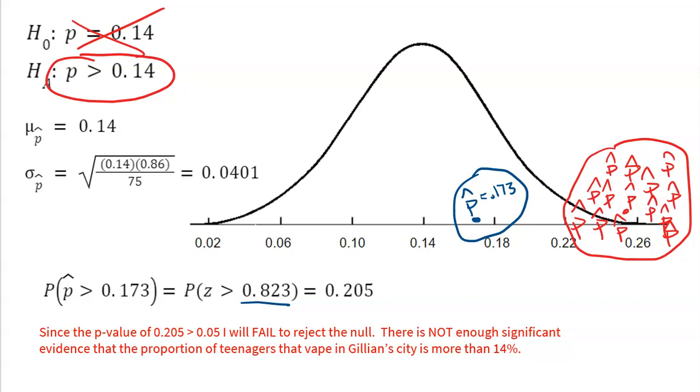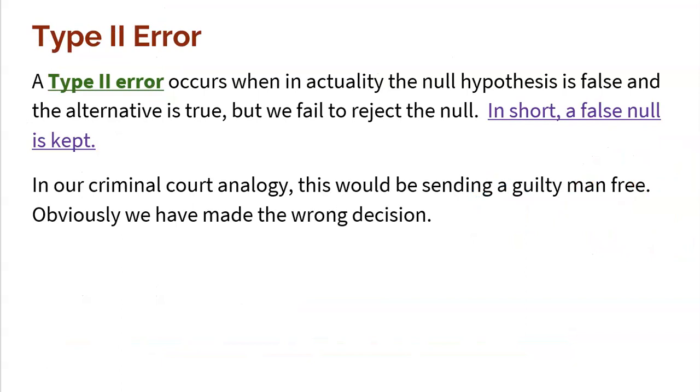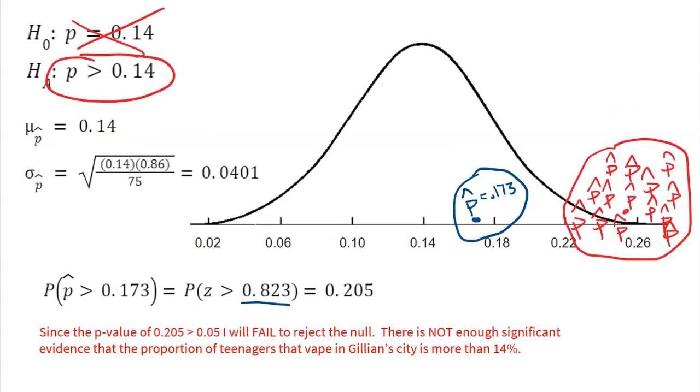Now, this is what we call a type 2 error. A type 2 error occurs when in actuality the null hypothesis is false and the alternative is true, but we failed to reject the null. So any time, and I mean any time, you fail to reject the null, you are at risk for a type 2 error. Because you're like, man, I failed to reject the null, but what if I'm wrong? What if, in actuality, the alternative is really true?